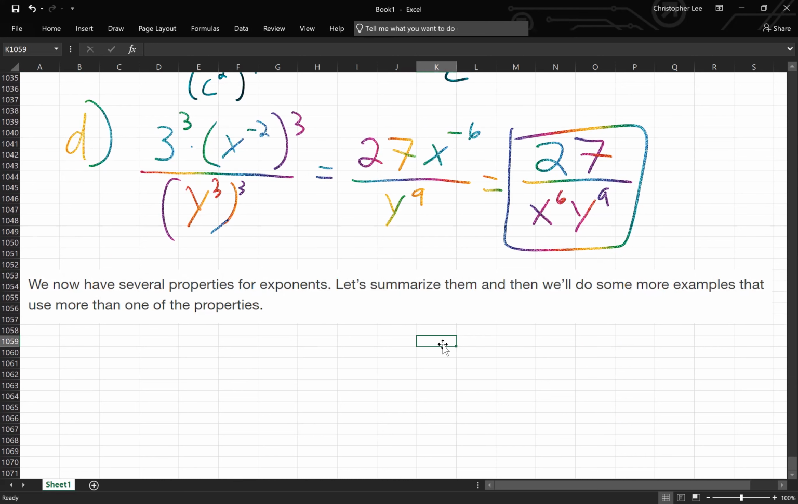So we now have several properties for exponents. Let's summarize them, and then we'll do more examples that will use more than one of the properties.